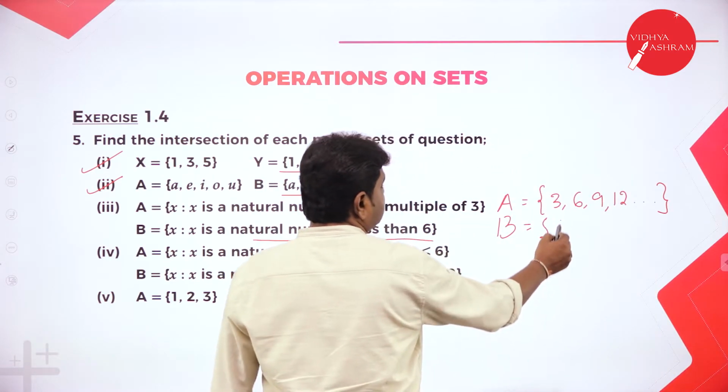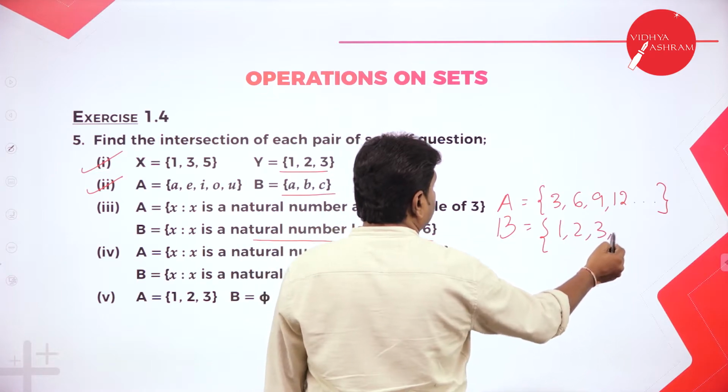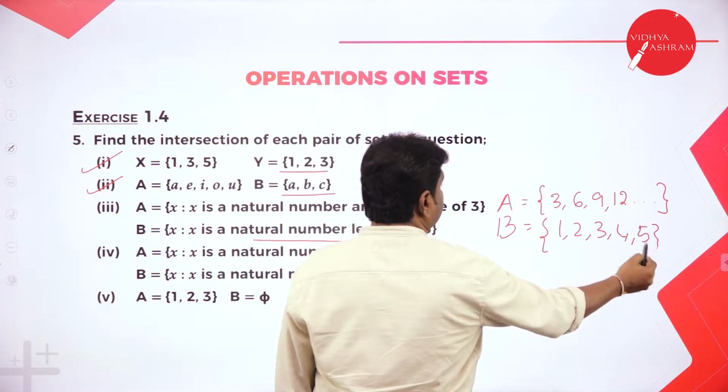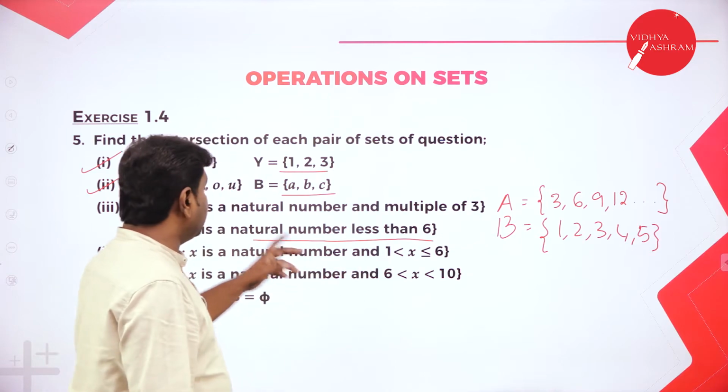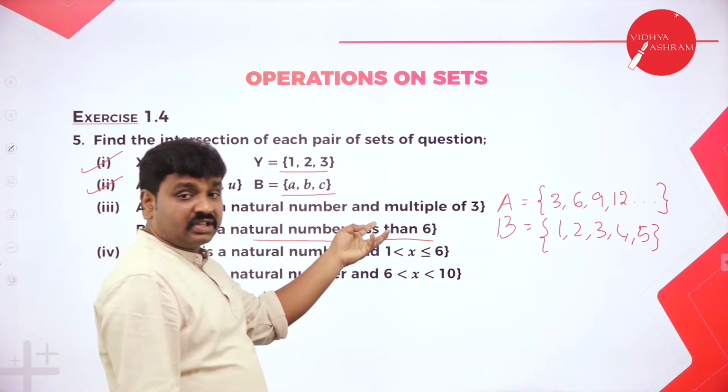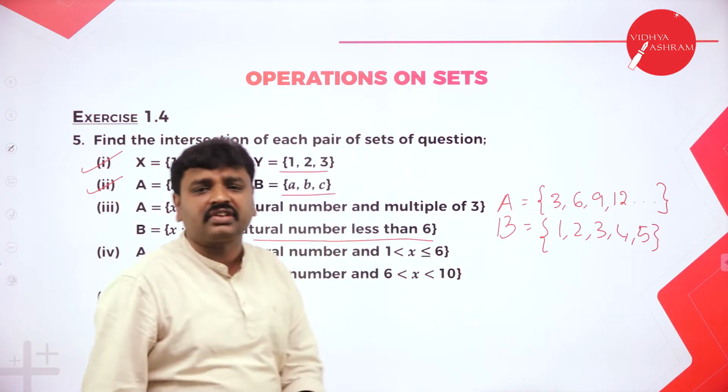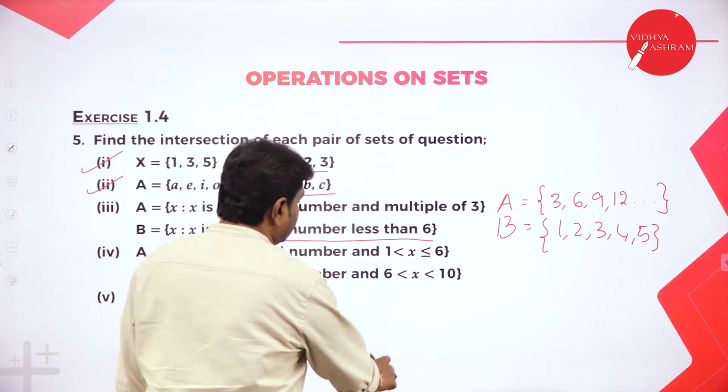Natural numbers less than 6 are 1, 2, 3, 4, 5. These are the natural numbers less than 6. So they gave A and B in set builder form. Convert them to tabular form. Now you find the intersection. They want A intersection B.